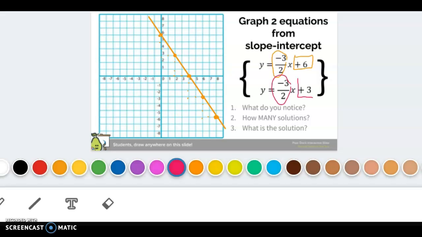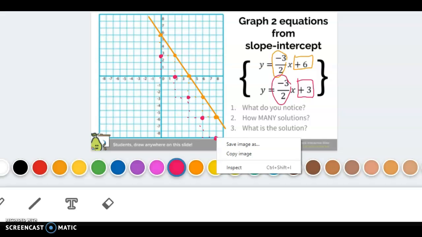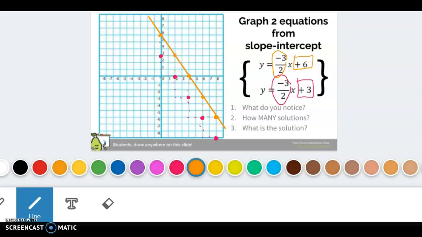-3, 2. My slope is +3. Okay, so go down 3 times to the right 2, down 3 times, right 2. Guys, notice how I'm just putting dots on where I have to move, right? I'm not actually putting the point until I've moved my rise and my run. Okay, so I'm going to connect these.